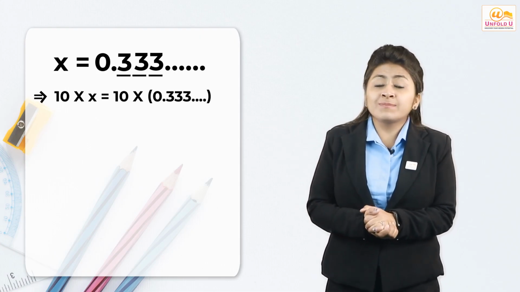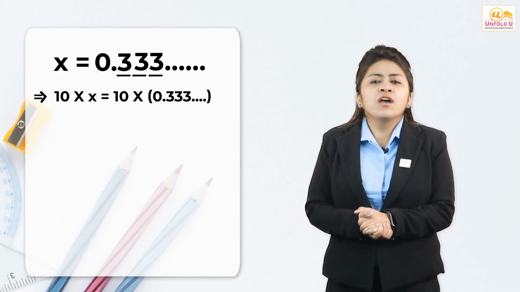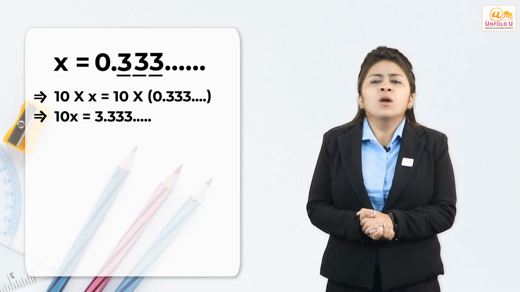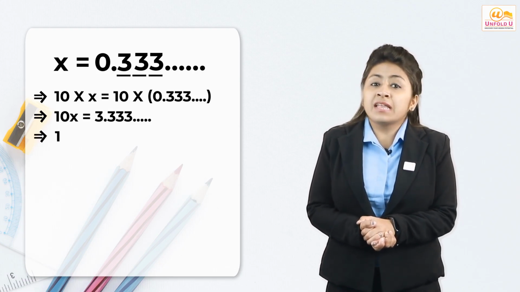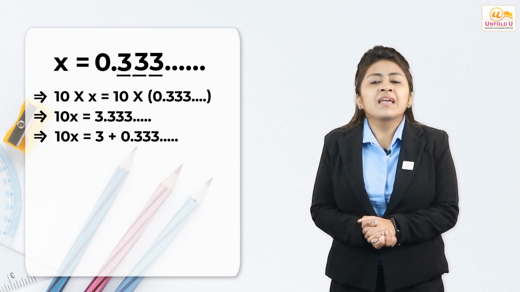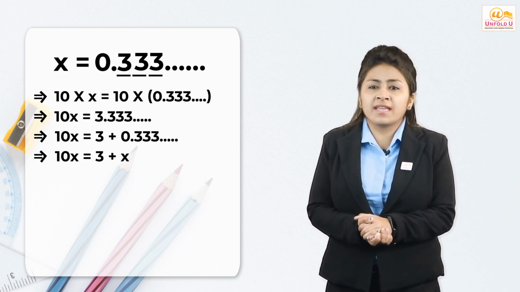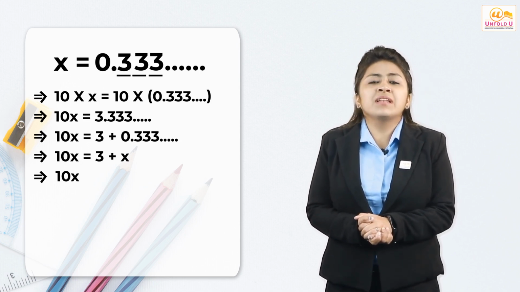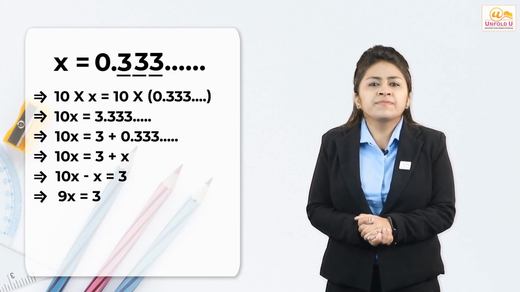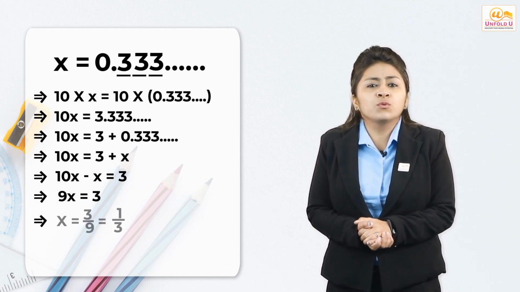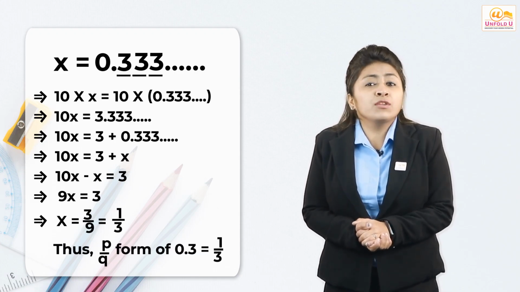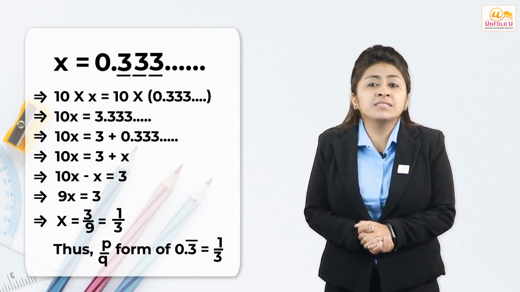We know after decimal we can add any number of 3's. So I get 10x is equal to 3.333, which can be further written as 10x is equal to 3 plus 0.333. Thus 10x is equal to 3 plus x, which implies 10x minus x is equal to 3, which gives 9x is equal to 3, which at last gives x is equal to 3 by 9 equals to 1 by 3. Thus, p by q form of 0.3 bar is 1 by 3.